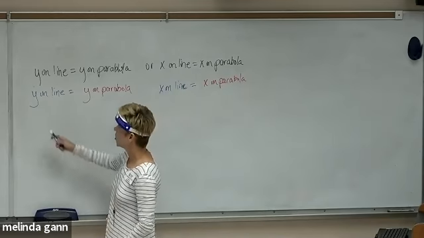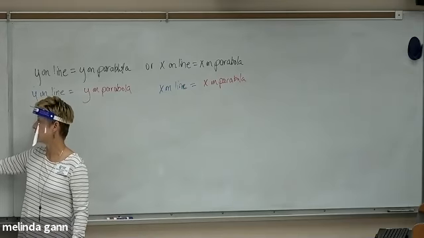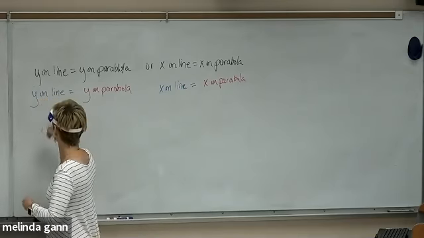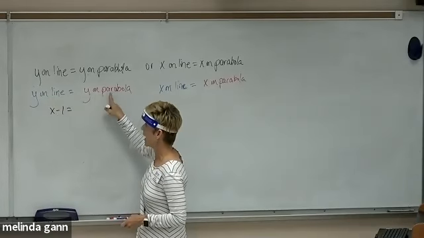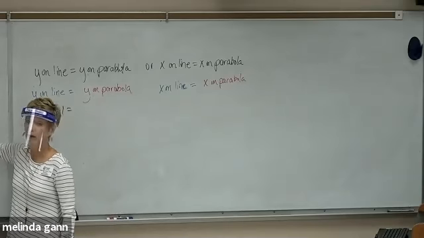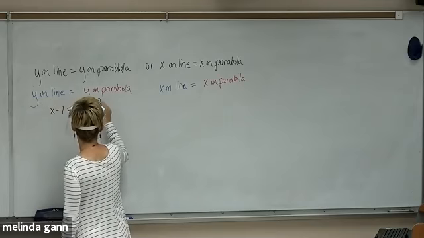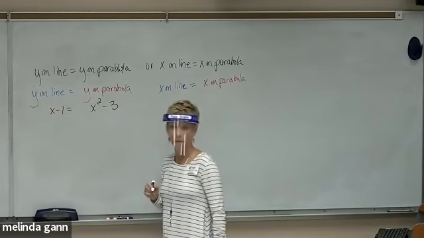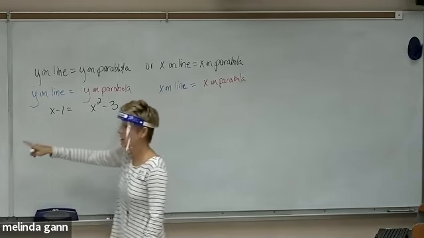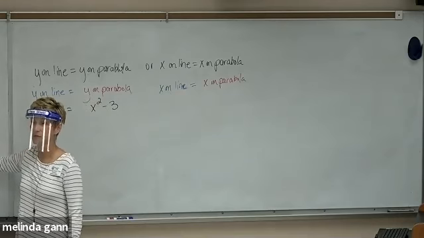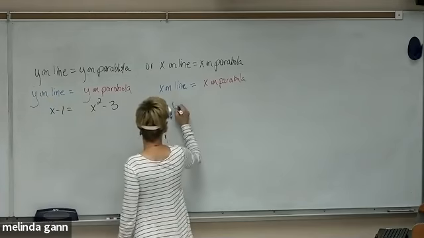What's the y on the blue line? Well, the y on the blue line is what? x minus 1. What's the y on that red parabola? Well, the y on the parabola is what? x squared minus 3. Now, what's the x on the line? Well, go down here. If you solve that for x, what would x be? y plus 1.